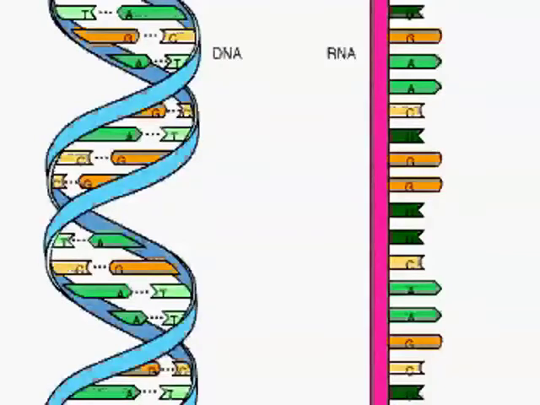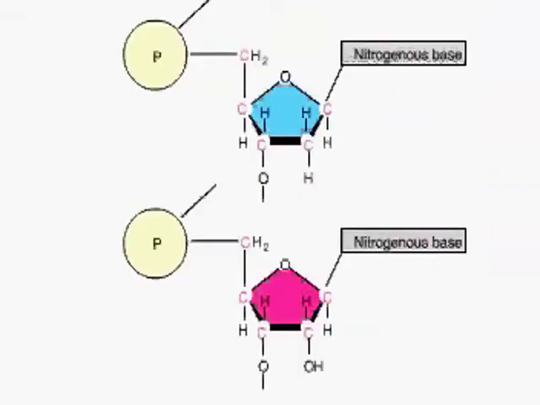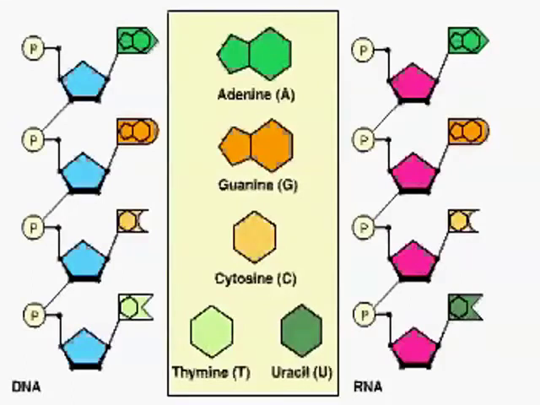DNA and RNA are nucleic acids, polymers made of subunits called nucleotides. One difference between DNA and RNA is the type of sugar their nucleotides contain. DNA contains the sugar deoxyribose, while RNA contains the sugar ribose. Ribose has one more oxygen atom than deoxyribose. DNA and RNA are each composed of 4 different nucleotides, which differ in their nitrogenous bases.